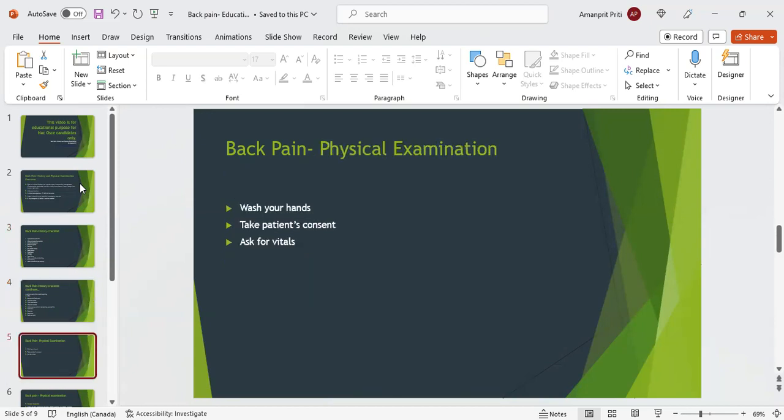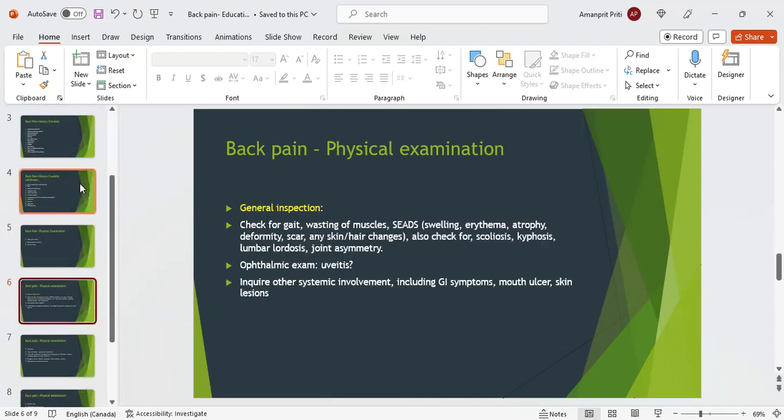Coming to the physical examination, you will wash your hands. You will take the patient's consent and ask for vitals. Most important, just make sure that you have 3 to 3.5 minutes for your physical examination to complete. First of all, there will be general inspection of the gait, wasting, any swelling, erythema, atrophy, scars, any skin or hair changes, any deformities, or even joint asymmetry, you will look for.